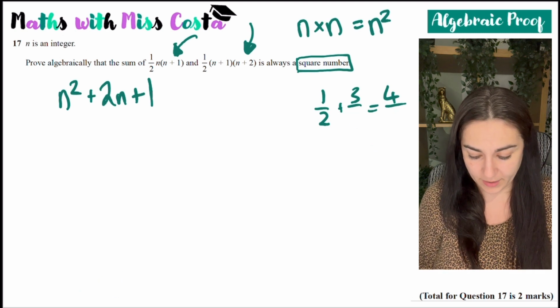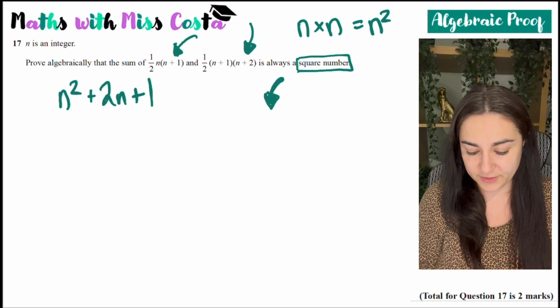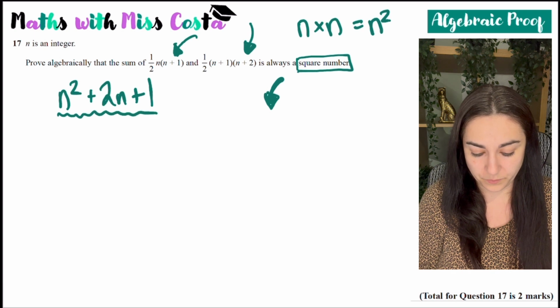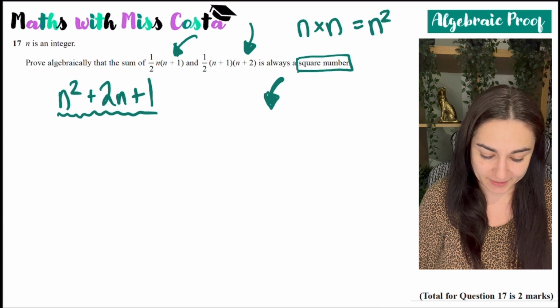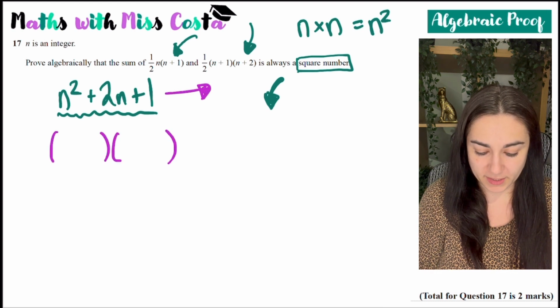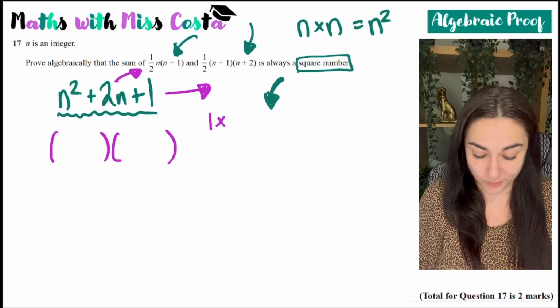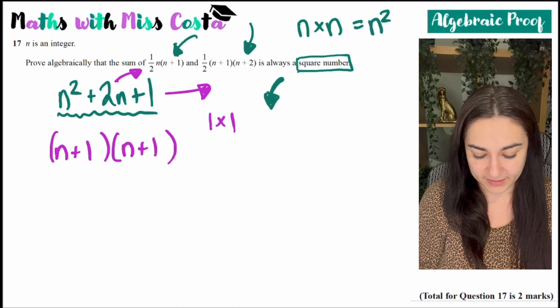So what can I do now? Well, I'm trying to prove that it's a square number. So I'm trying to get it so that I can show that something times itself can be brought out of this. So let's try factorising. So if I factorise this, I need two numbers that multiply to make 1 and then sum to make 2. So the only factors of 1 are 1. So I know it's going to be n plus 1 and then n plus 1.